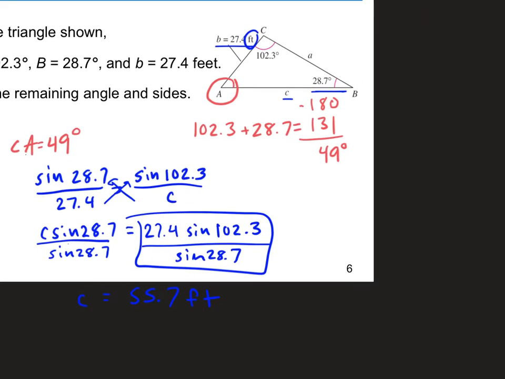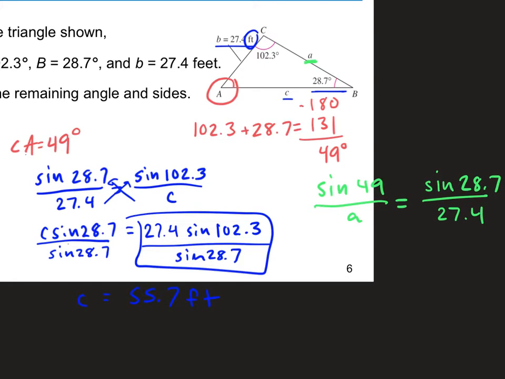We have to do the same thing to find a. So what's our proportion going to be? Sine of A over a. So what's our angle A? 49. So sine of 49 over a is equal to what? Now we can use B or C because we have both things for both of them. But I'm going to use B since B was the one that both things were given to us originally. So we have sine of 28.7 over 27.4.